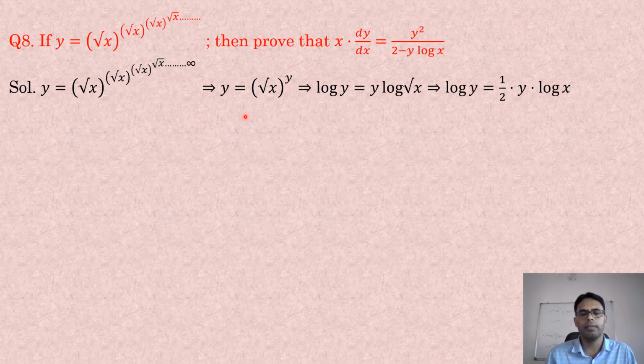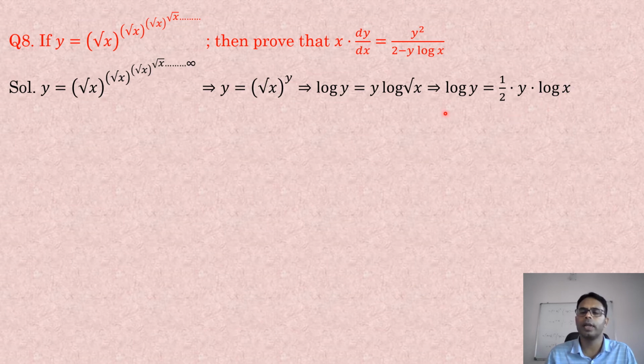So to solve this problem we need logarithm, because the base is a variable and the power is again a variable. This power and this base both are variable. So we are taking log. Log of y on the left hand side is equal to, on the right hand side, this y will come in front of log. So y log, that term is root x. Root x means actually x to the power half. So that half will also come out of the logarithm. So this implies log y is equal to half y into log x. This is our expression now.